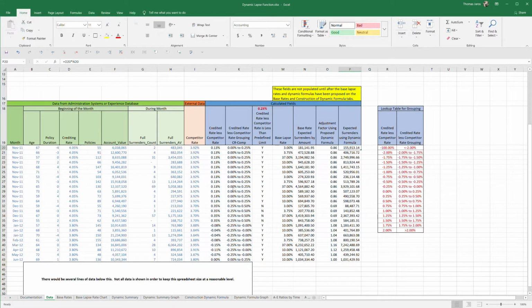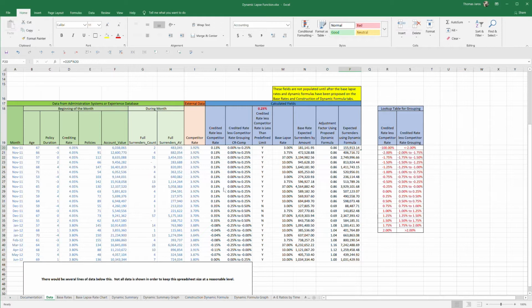Hello, this is Tom Jarvis here to show you how to make a dynamic lapse formula. If you're an actuary, you'll probably need to do this at some point in the future. People do it in pricing, they do it in valuation, they do it in a lot of different modeling exercises. And what you'll find out today is building a dynamic formula doesn't have to be that hard.